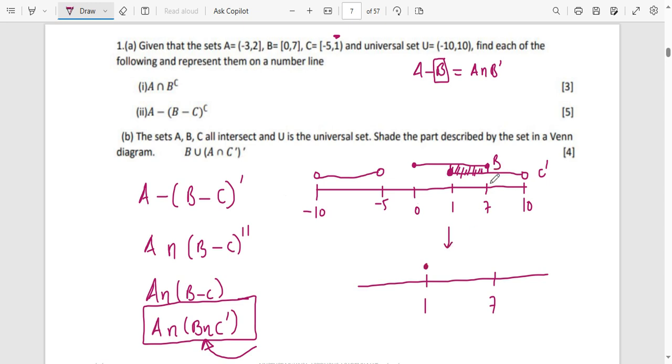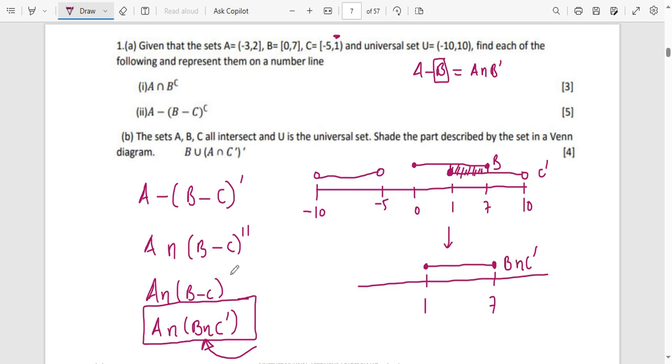And then 7 is part of the set B and part of the set C complement. Is it going to be part of the intersection or not? It will be part of the intersection. It is part of the set B, it is also part of the set C complement. And you want where B is intersecting with C complement, so it's going to be part. Okay, so that is B intersection C complement.